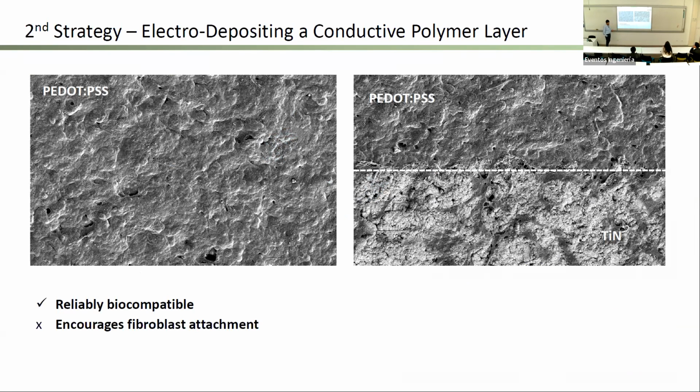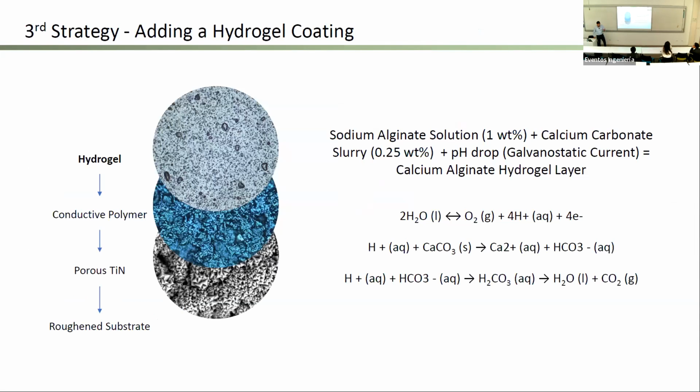So the next line of surface engineering was now to add an alginate, a hydrogel, okay, a natural hydrogel. And the main idea to add a hydrogel was to suppress fibrous encapsulation, of course, at some expense of the electrochemical properties. And we deposited these sodium alginates using electrodeposition. So we used a mixture of alginate with calcium carbonate.